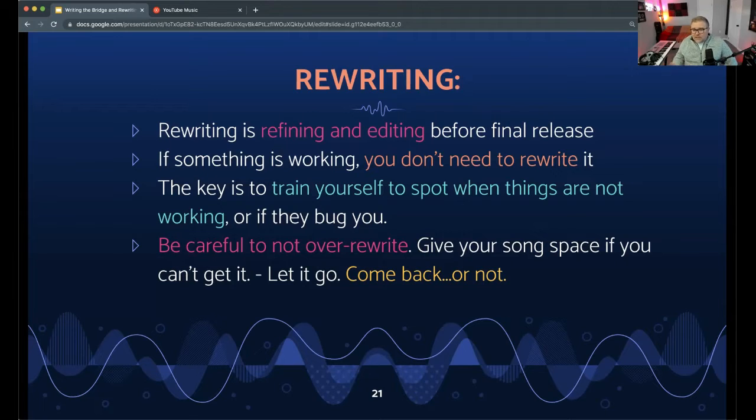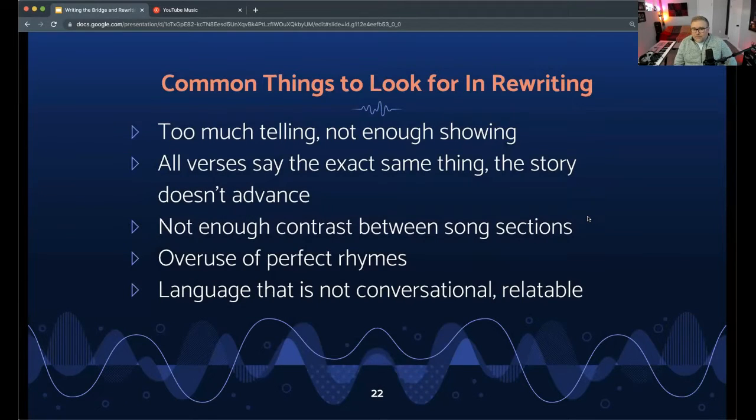And don't be afraid to give your song some space. If it's not coming together right now, let it go. And you'll either come back to it because you like it, or you'll move on and forget about it, which tells you a lot. So that's kind of the first introduction to rewriting here.